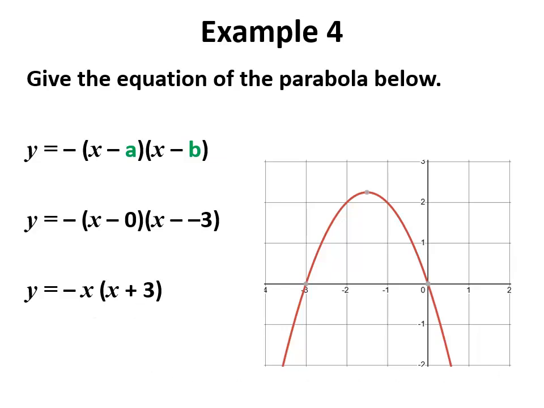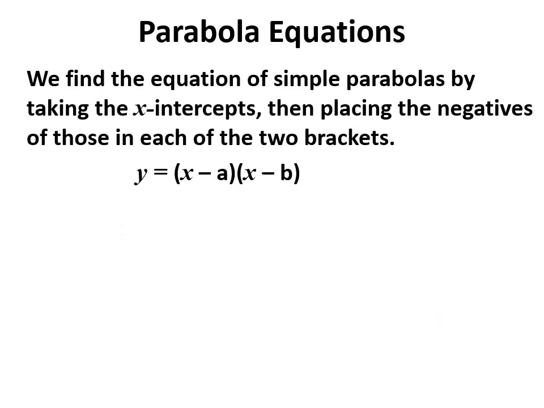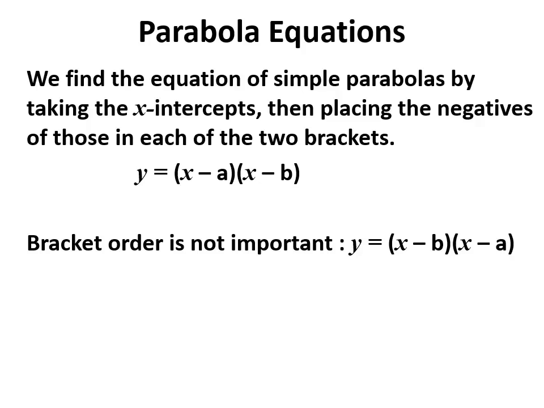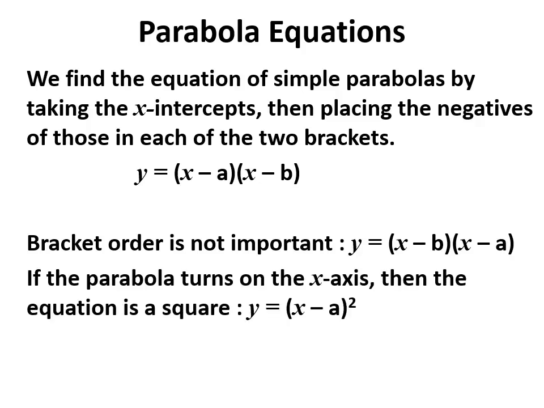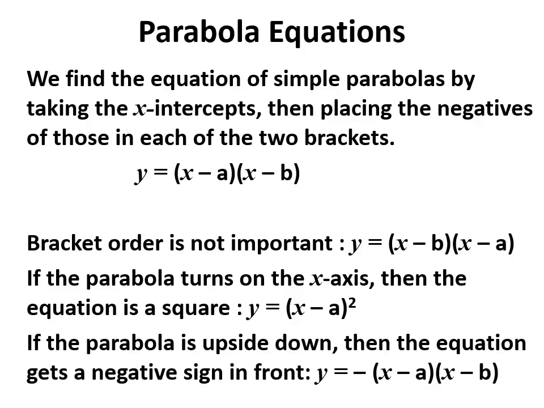And that's the entire process. There are no exceptions to that at all. So we find our x-intercepts, we stick the negative of them behind the x in the brackets. The order of the brackets doesn't matter, and if it touches the axis, then it can be written as a square instead. Finally, if it's negative, then it gets a negative sign in front of the whole thing.